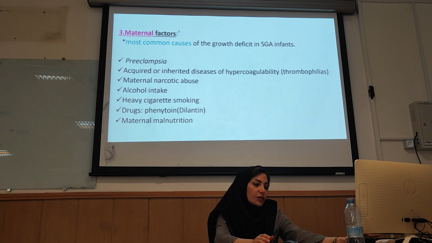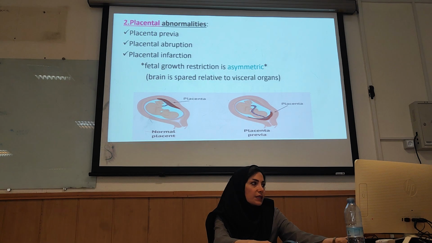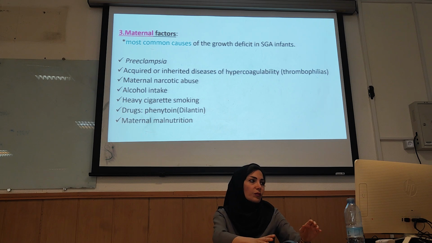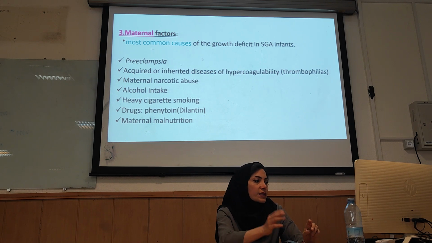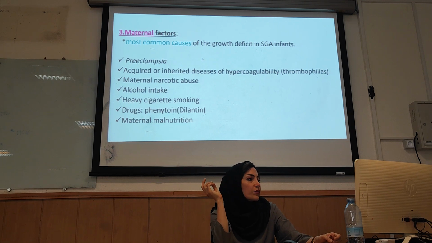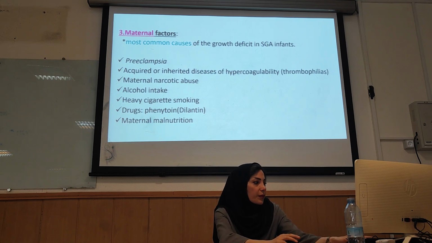And maternal factors. We said fetal abnormalities, placental abnormalities, and maternal factors. The most common causes of growth deficit and fetal growth restriction are maternal factors, for example, preeclampsia, hypercoagulable states, maternal narcotic abuse, alcohol consumption, maternal malnutrition, or drug consumption, such as penicillin.